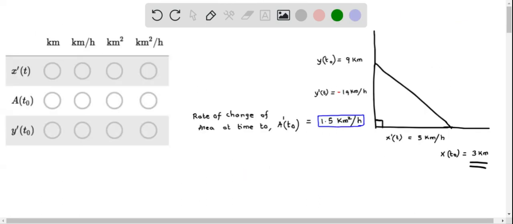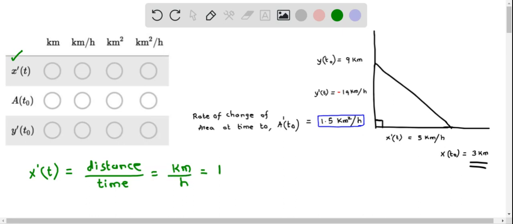We now match the expression with the correct units. So first let's understand the unit for x prime of t. Basically, x prime of t is the rate of change of the distance along the horizontal direction. So basically, this is distance over time. And in this problem, the distance is measured in kilometers and time is measured in hours. So the unit of this is kilometer per hour. So we choose this one, or we shade this circle.